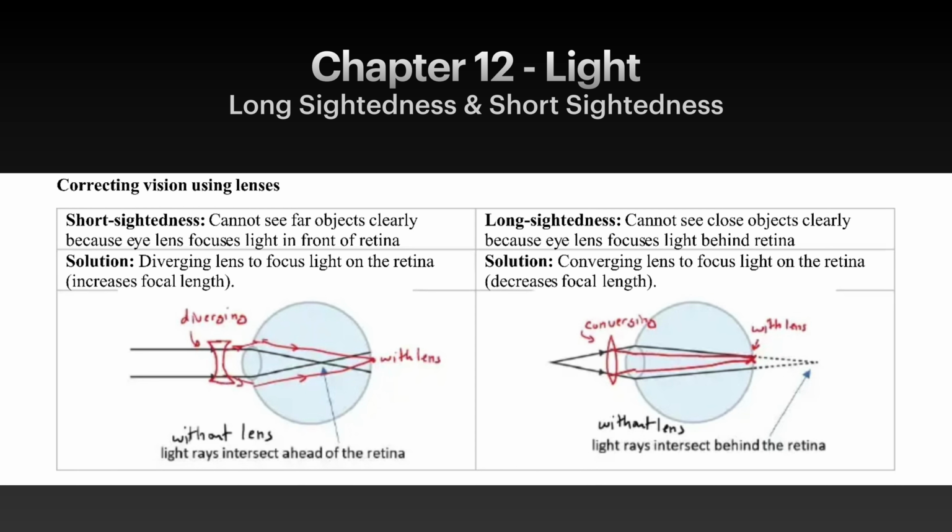Long-sightedness occurs when you cannot see closer objects clearly because the eye lens focuses light behind the retina. The solution to this is the converging lens. This helps to focus the light on the retina by decreasing the focal length.